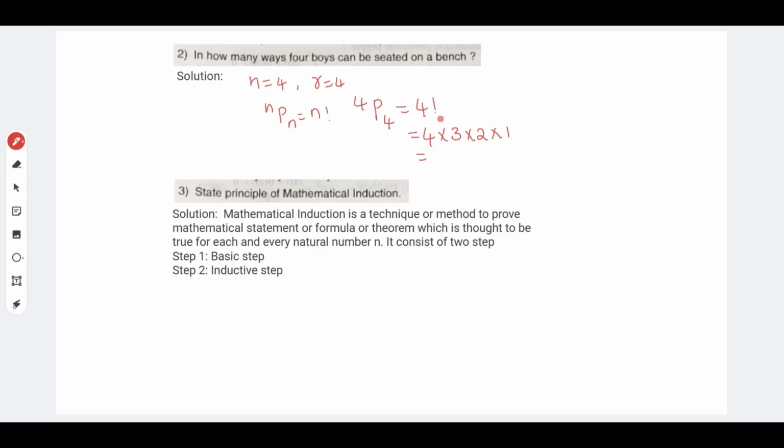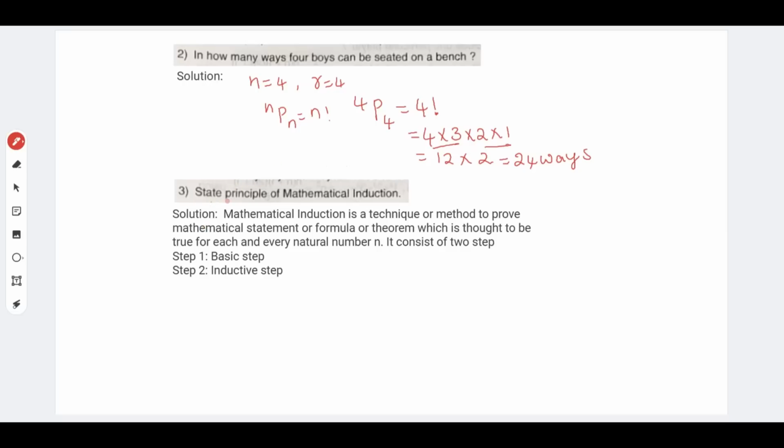We need to write it in reverse. Factorial means we should write the number in reverse order. 4 3s are 12, into 2 1s are 2. So 12 into 2 is 24. So we can arrange 4 boys in 24 different ways to sit on the bench.